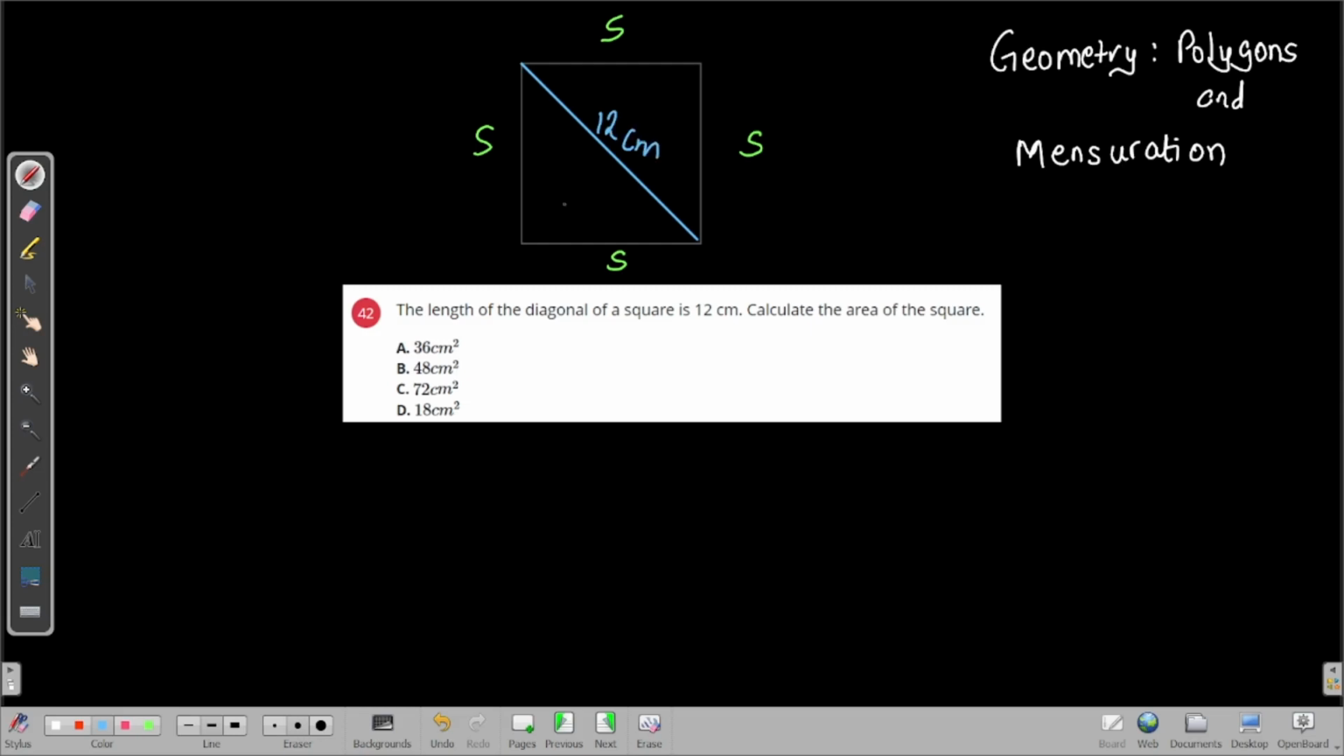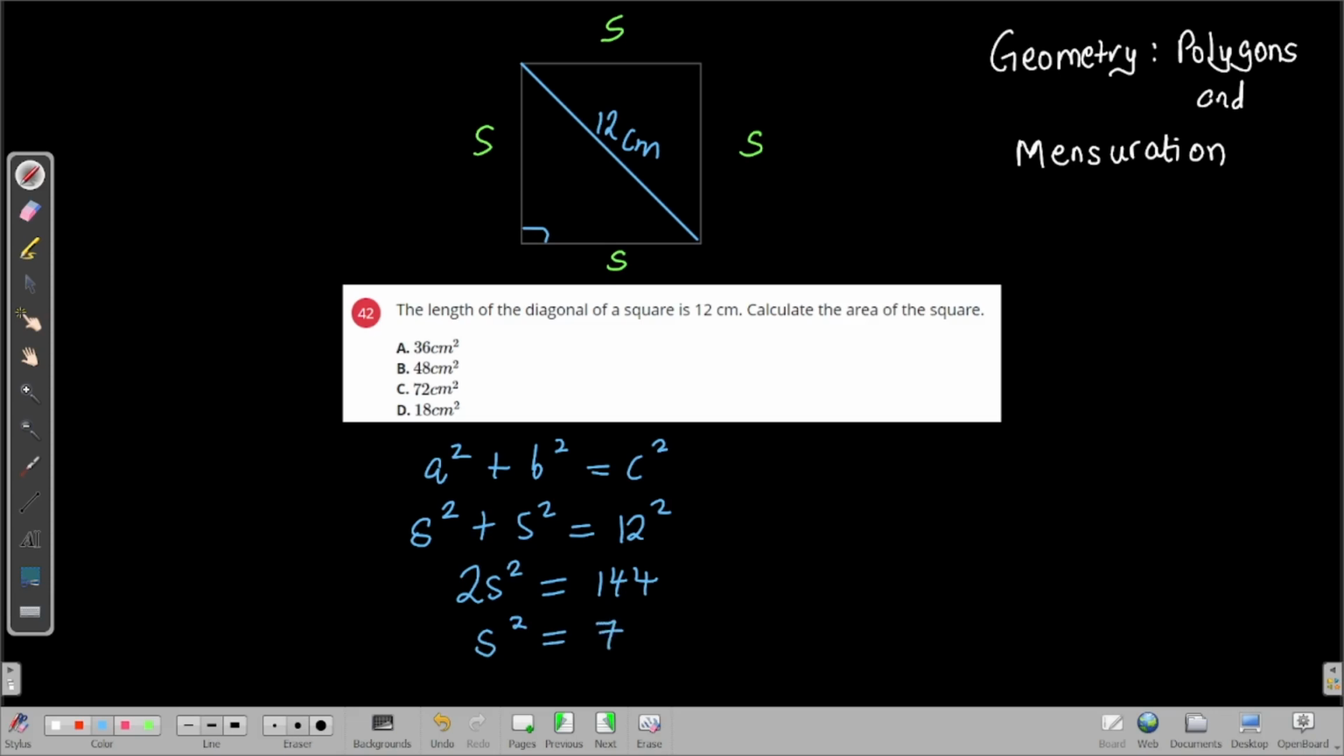So this is obviously Pythagoras theorem. a squared plus b squared is equal to c squared. s squared plus s squared is equal to 12 squared. 2s squared is equal to 144. 144 divided by 2 is 72. And s is what? Square root of 72 centimeters.